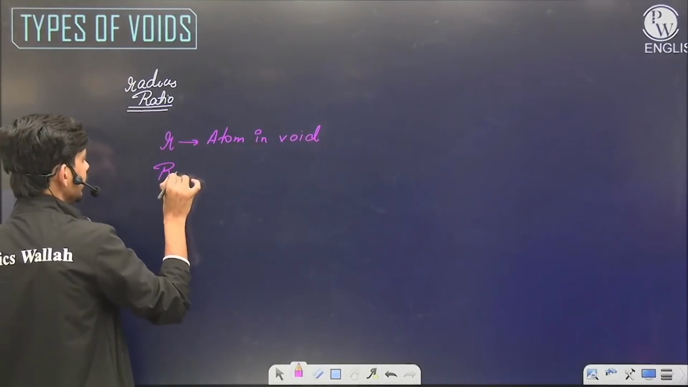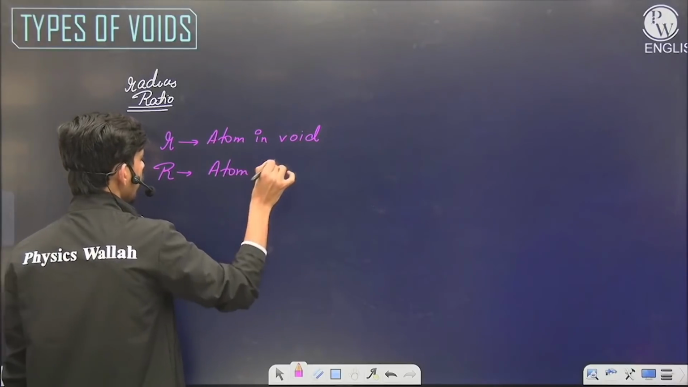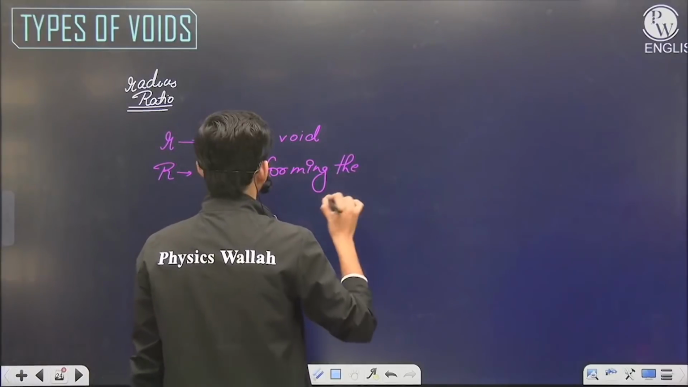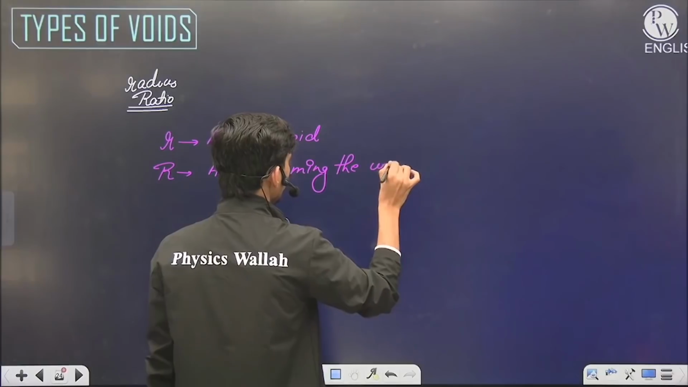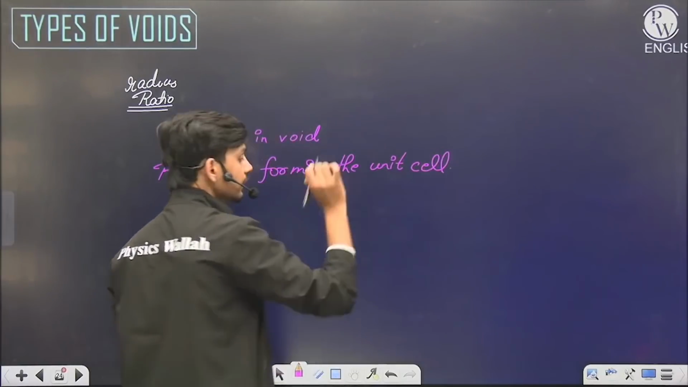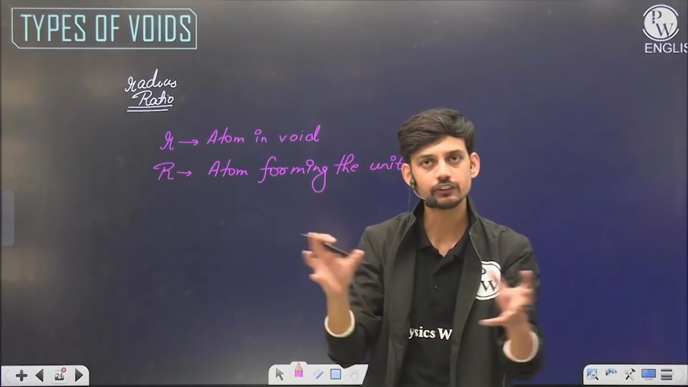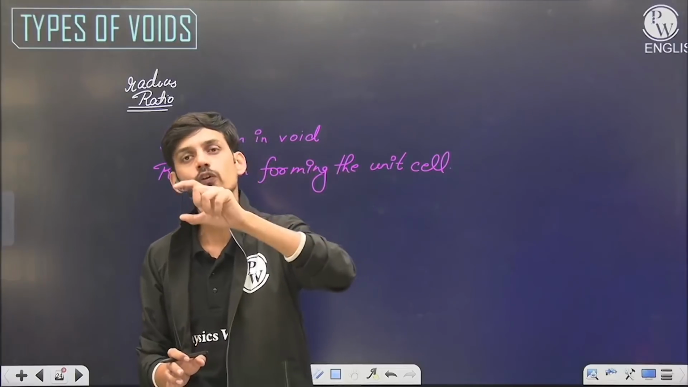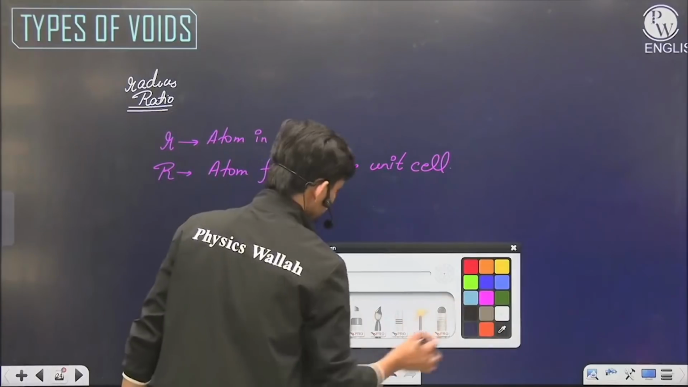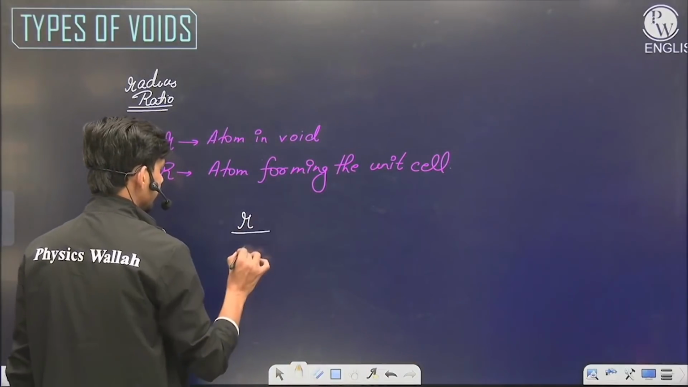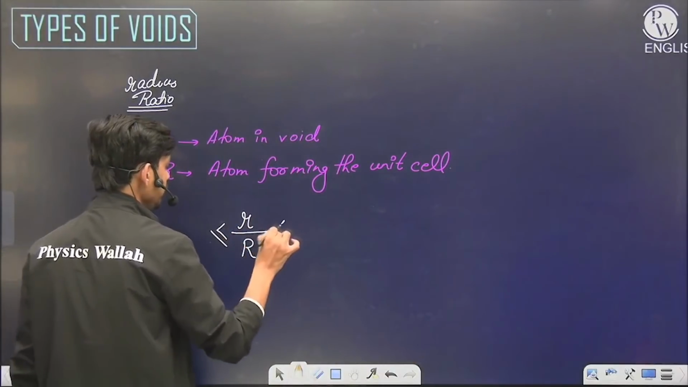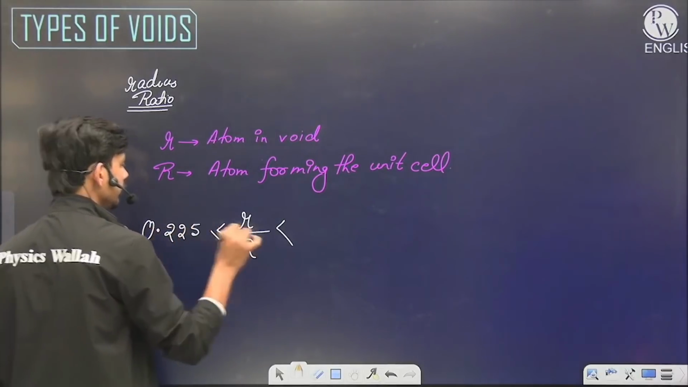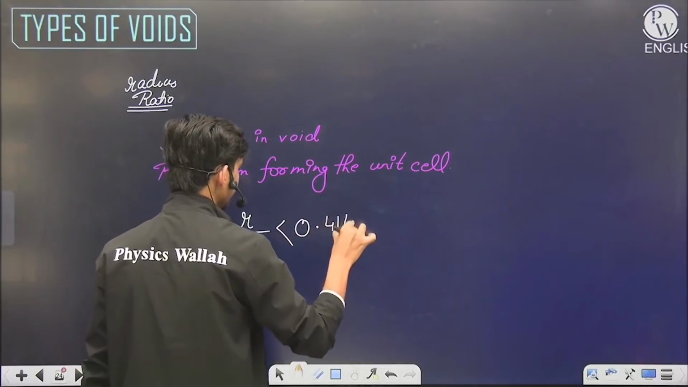And capital R is the radius of the atom forming the unit cell. That means capital R atoms are forming the structure, and that's why voids are created, and small r radius atoms are getting trapped in those voids. So the relation is small r by capital R. If this range is between 0.225 to 0.414, this is the first slab of range.